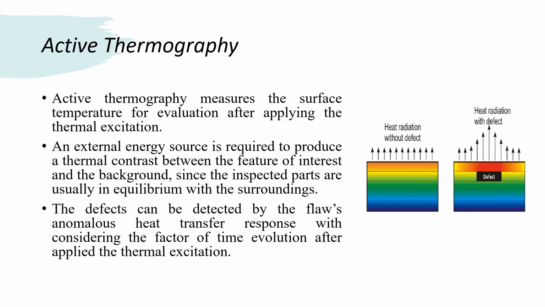Active thermography measures the surface temperature for evaluation after applying thermal excitation, and an external energy source is required to produce a thermal contrast between the feature of interest and the background, since the inspected parts are usually in equilibrium with the surrounding. The defects can be detected by the flow of anomalous heat transfer response, considering the factor of time evolution after the thermal excitation is applied.